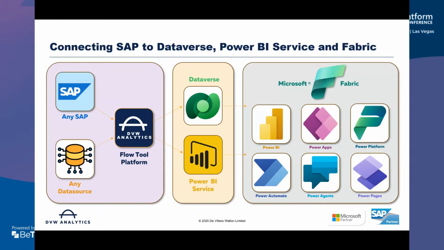Same picture really on the left-hand side. Hey, it's any data source together with pretty much anywhere in SAP. The flow tool can combine and prepare that data and then push across, maybe to the Dataverse, maybe to a Power BI server, depending on your setup, and then that can be consumed across Fabric, so Power Platform, Power Apps, etc., etc. So real flexibility there.